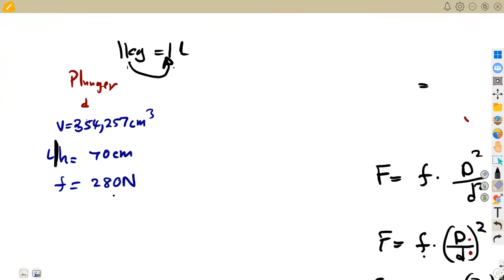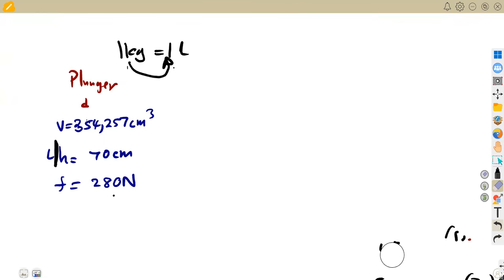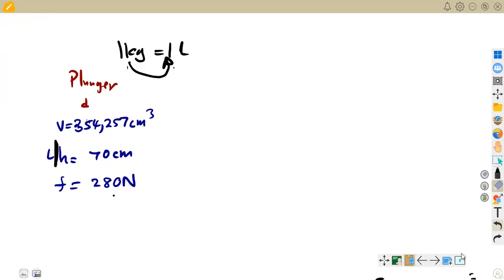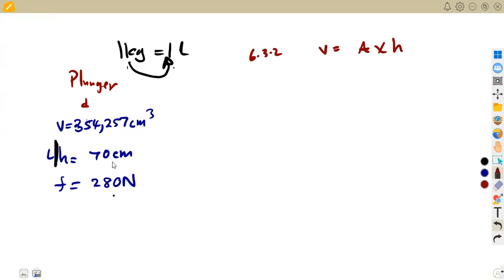Remember this formula here. Let me just erase this part. Remember, the volume is taken from the product of these two. The product of these two gives us the volume: the product of the area and the stroke length. All right, so let me write it down. 6.32. From the plunger in this case, we are given a volume, and volume is equal to area times the stroke length, which is the height. If we can calculate the area, it means we can calculate the diameter, isn't it?